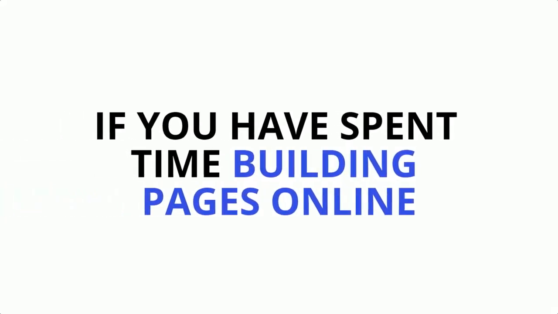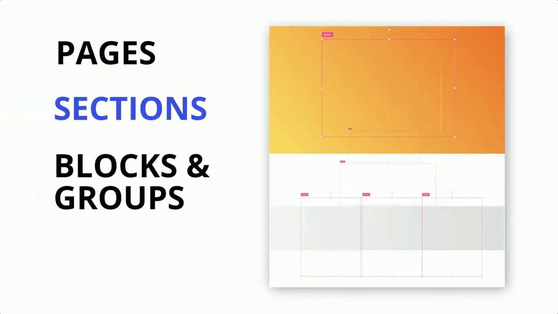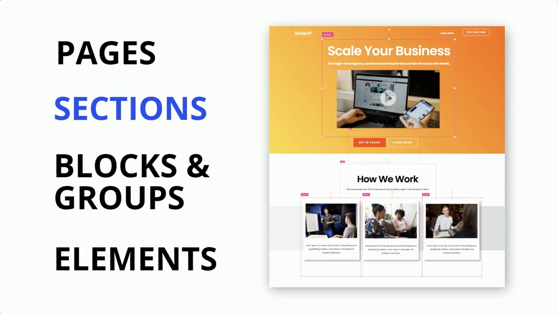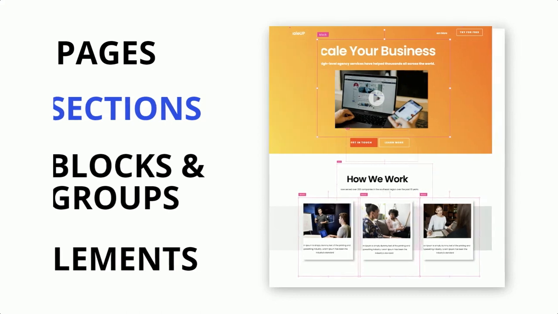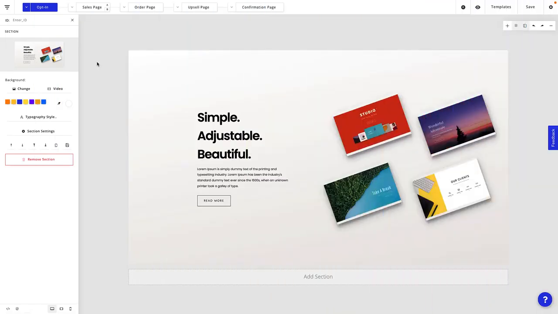If you've spent time building pages online before, sections are something you're familiar with. Each page you create contains one or more sections, which contain blocks, and groups, which contain elements. The ConvertPages builder is structured in this way to allow for maximum design flexibility while still maintaining the structure necessary in organized page building. Inside of each section, you will notice the different settings that apply to each section.